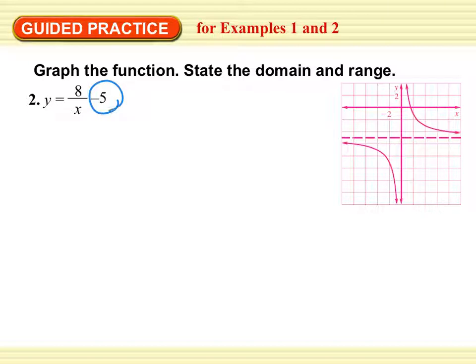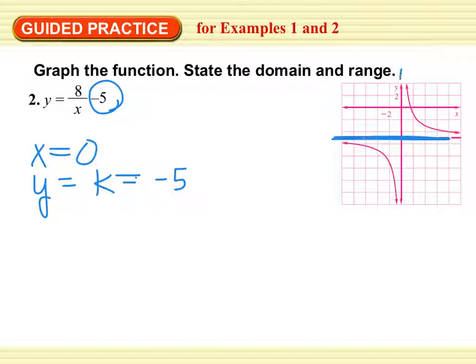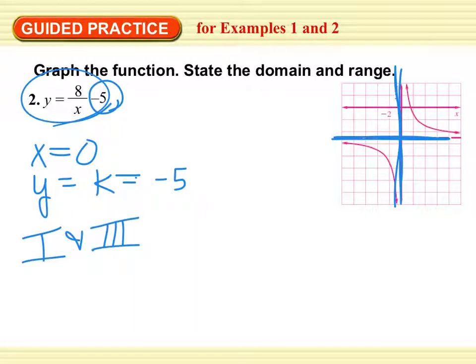Okay, here we're going to shift that down. So my asymptotes are at x equals 0 and y equals k, which is -5. So I'm going down here to -5 and drawing an asymptote. And there's my other asymptote. We have no negatives, so my branches will be drawn in quadrants 1 and 3.